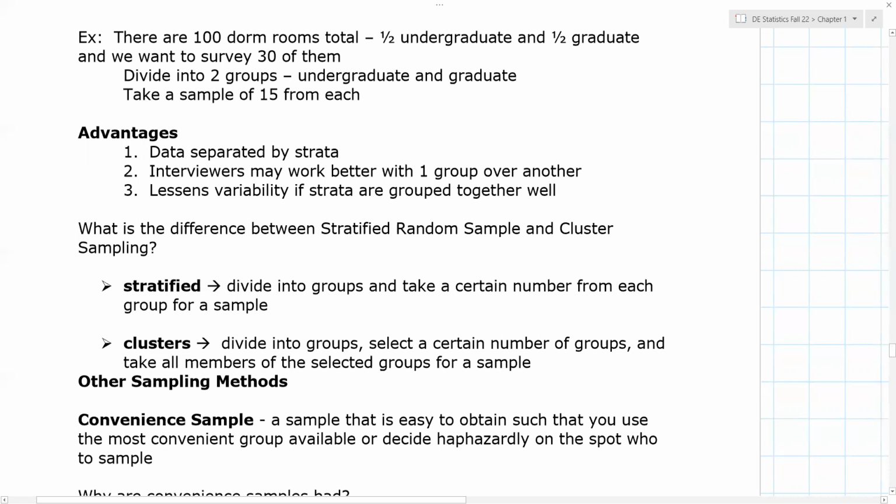Thank you very much. Whereas in stratified, you break the population into groups, but then you go into the individual groups to pick individuals at random. So you use those strata to determine how many people you're going to pick from each strata, as opposed to cluster where you just take the whole group.